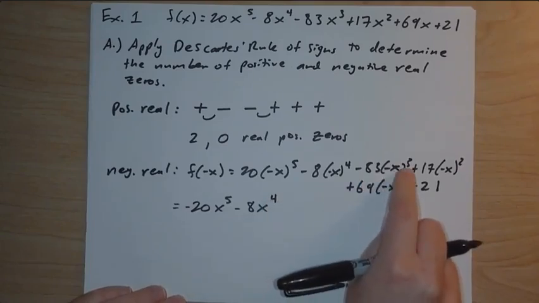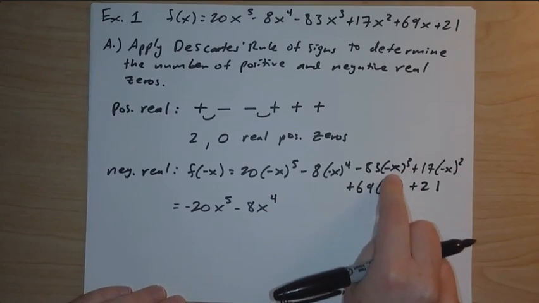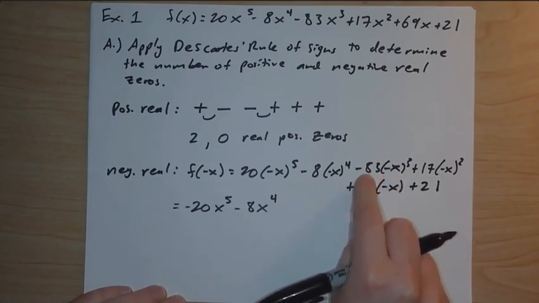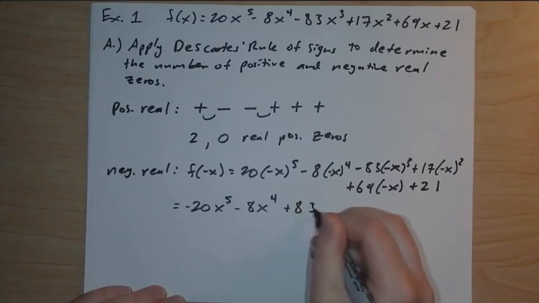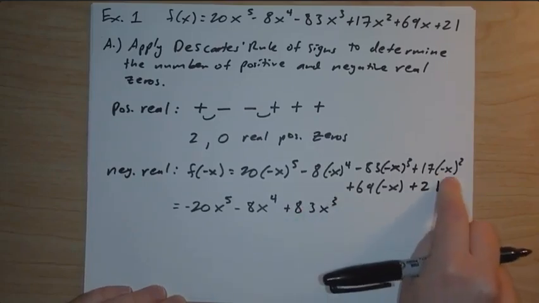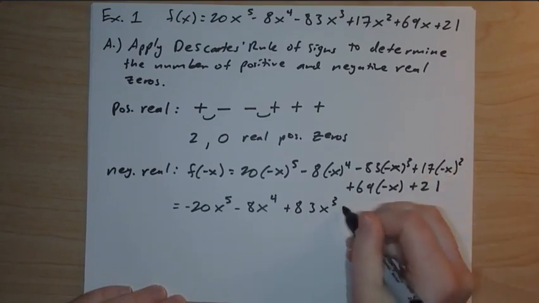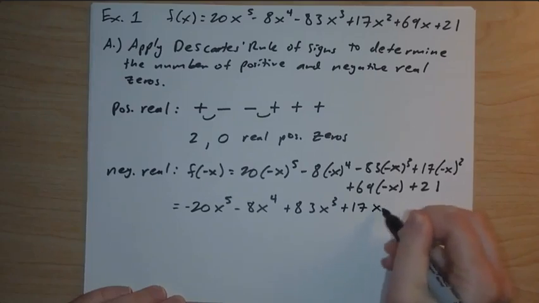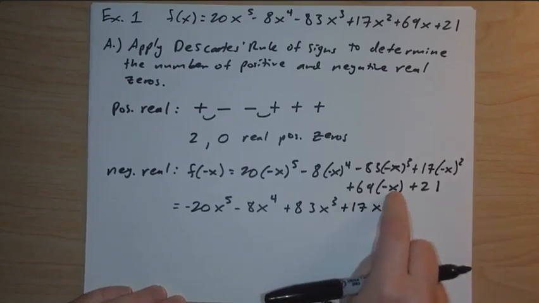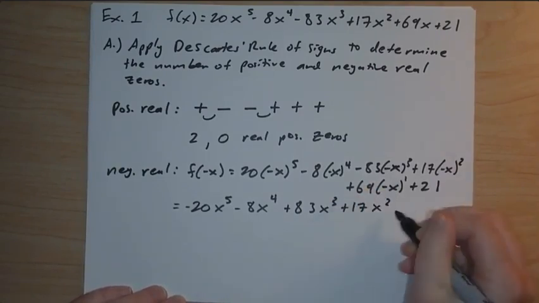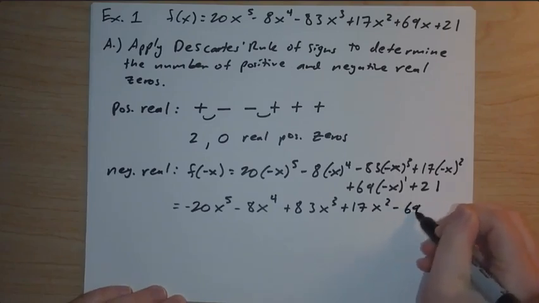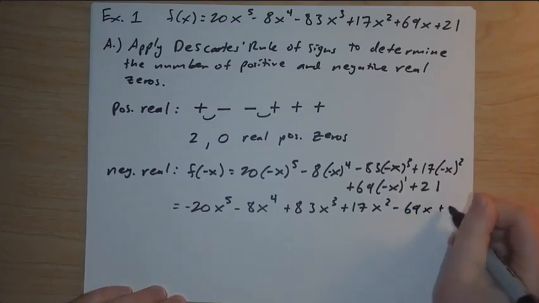We have negative x to the third. It's odd, so this is going to be negative. Negative times negative is going to give us a positive, so this is going to give us a positive 83x to the third. And then negative x squared is going to give us a positive. Positive and positive is just positive, so this is positive 17x squared. We have negative x to just the power of 1, so the power of 1 is just going to stay there, and then the negative is going to go to the front here. So this is going to be negative 69x and then plus 21.